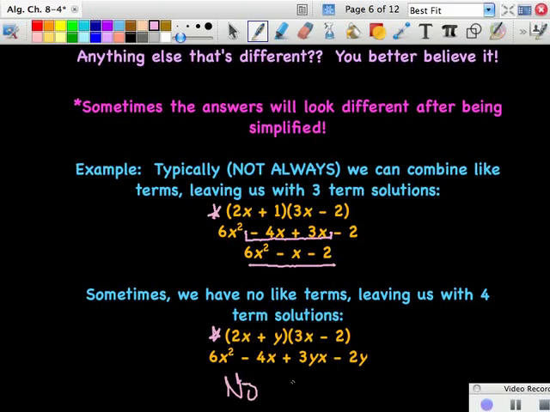I guess it's already written, huh? Well, now you have it twice. Anyway, no like terms here, so we have 4 terms in our answers.